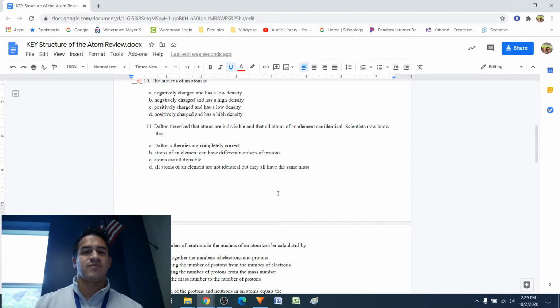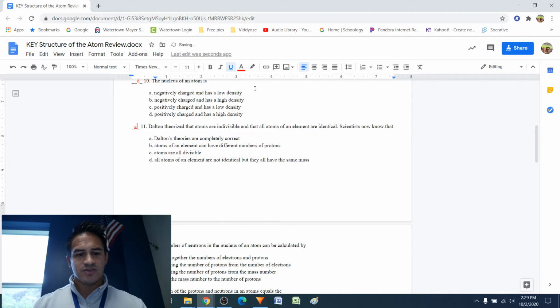That's not true. They don't have the same mass because we have isotopes. They have different numbers of masses. So our best answer here is going to be letter C. Atoms are all divisible, which we now know again is true because we can break them apart.